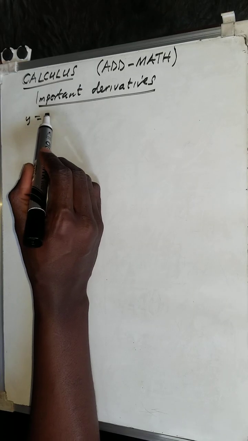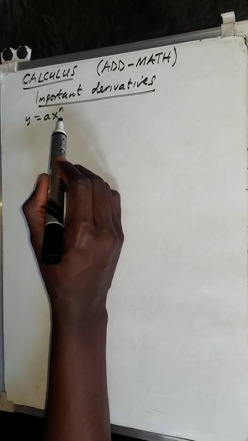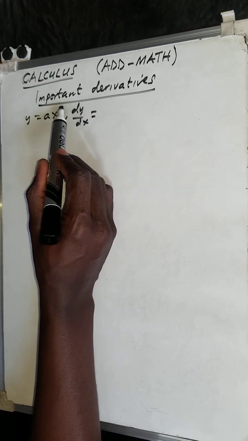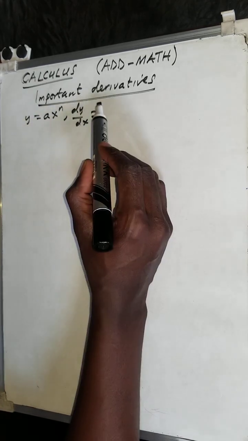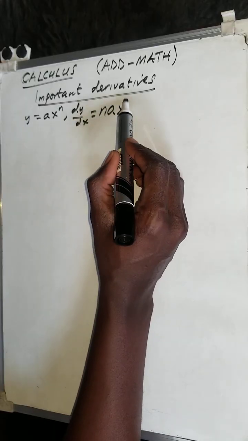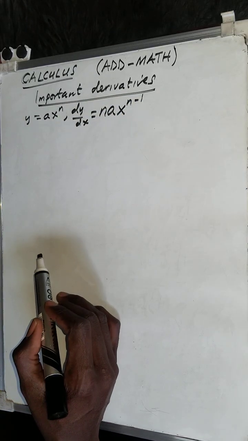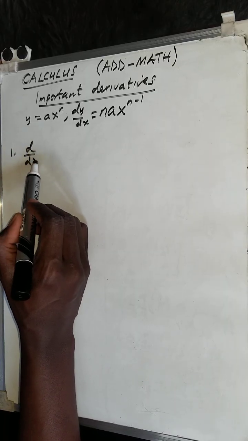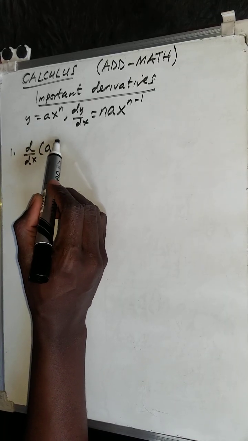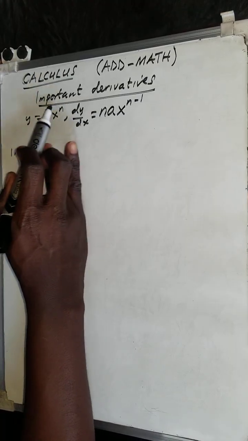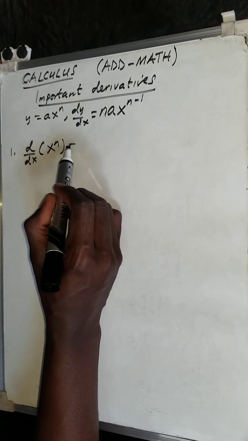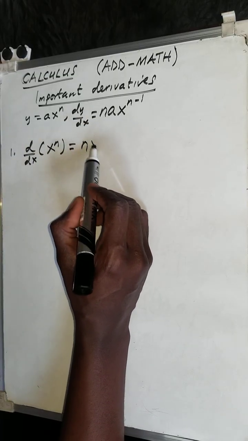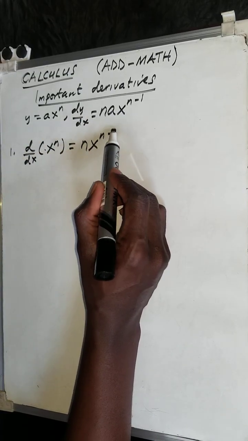If you have y is equal to ax raised to the power n, we did say that dy over dx will be equal to, you multiply the exponent by the number in front, so that is an, then the exponent reduces by 1. So as my first one, if you're finding the derivative of x raised to the power n, it will give you nx raised to the power n minus 1.